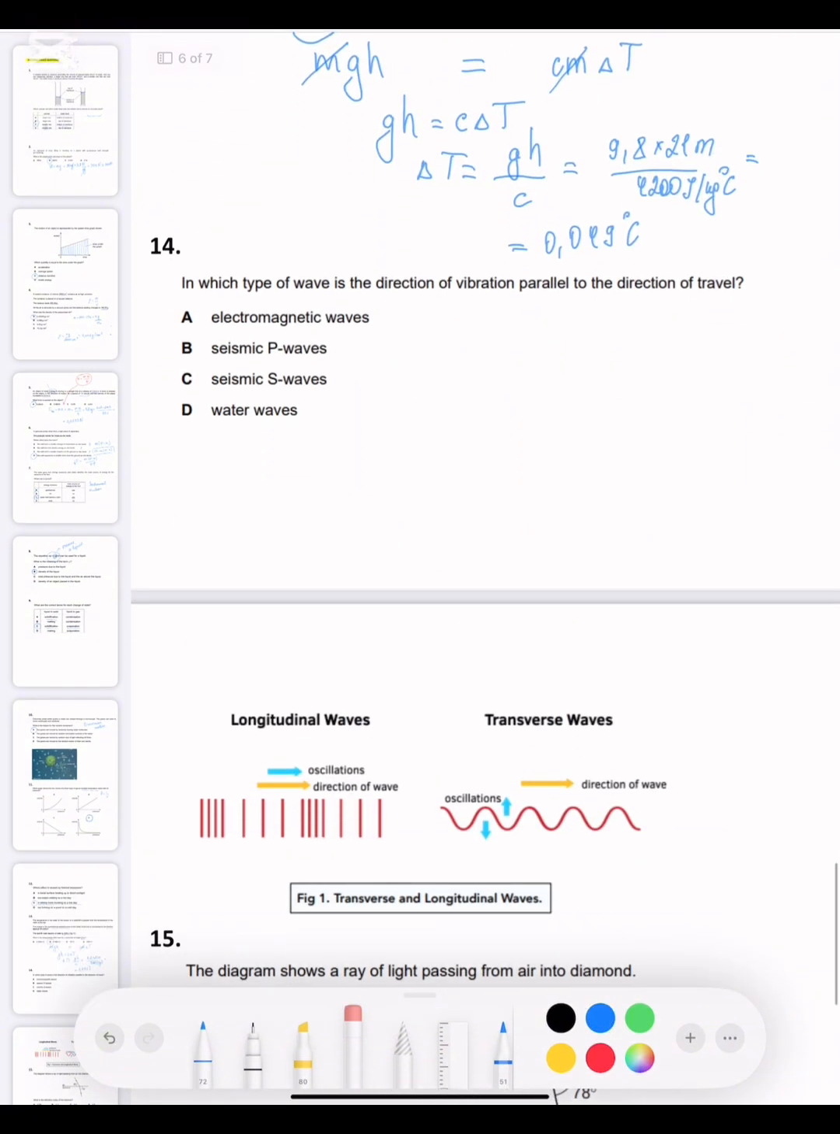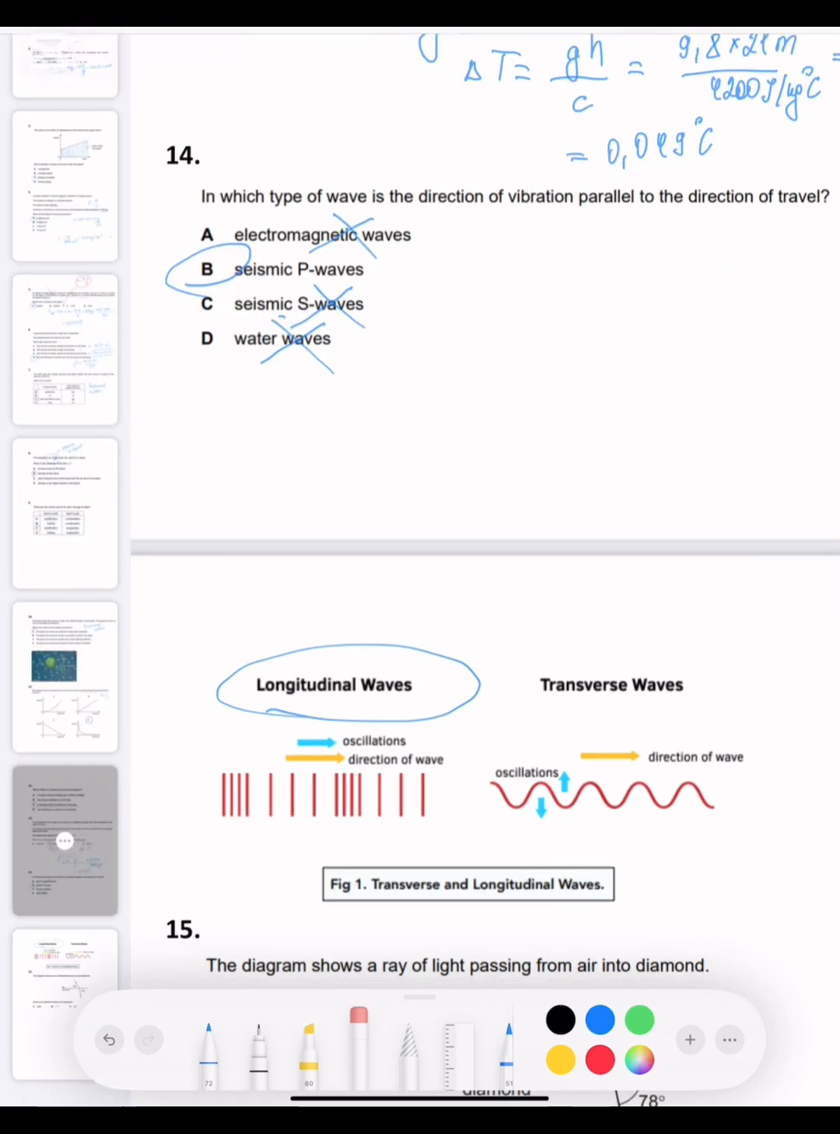Question number 14. In which type of wave is the direction of vibration parallel to the direction of travel? Dear students, we call this type of wave a longitudinal wave. And all electromagnetic waves are transverse. Primary waves are longitudinal waves. Secondary waves are transverse waves. And water waves are an example of waves that involve a combination of both longitudinal and transverse motion. So the answer is B.